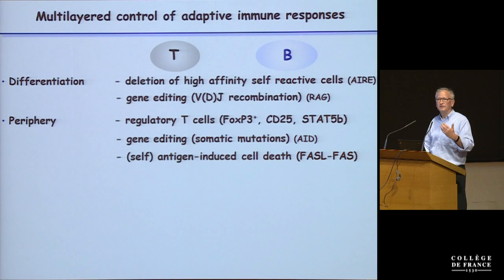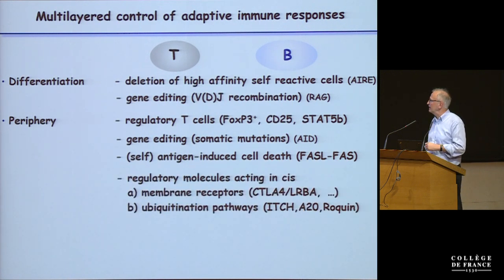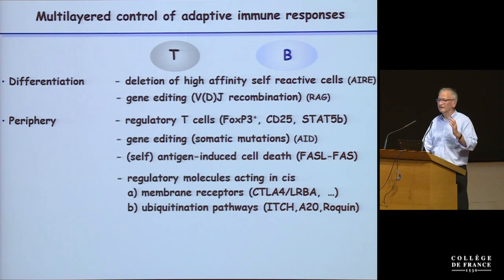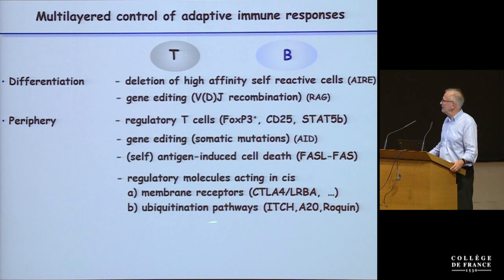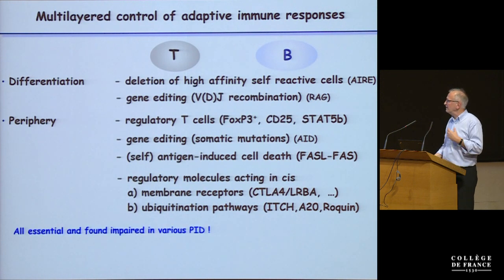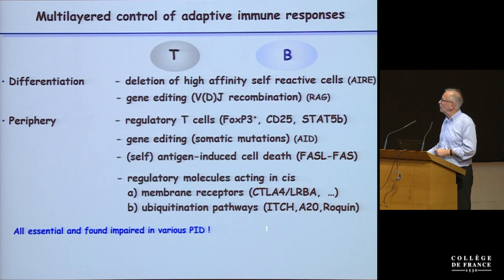self-antigen-specific T and B cells can die because of the interaction between the Fas ligand and Fas molecule, and there are many regulatory molecules that are acting in cis at the surface of T cells and sometimes B cells or in the cytoplasm, such as CTLA4, LRBA, and ubiquitination pathways regulating signaling by the T cell receptor and the B cell receptor. Interestingly enough, all of the molecules that are listed here have been found mutated in patients who develop autoimmunity and/or inflammation, indicating that they are all essential.